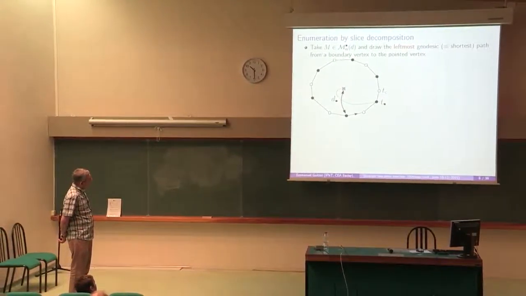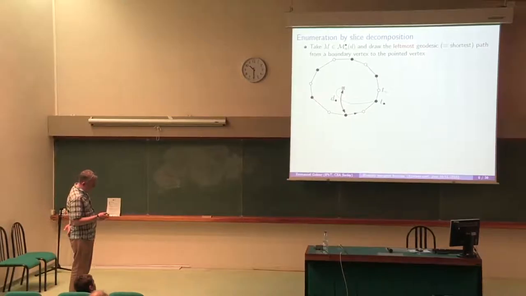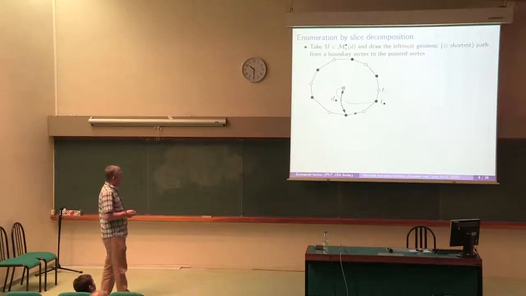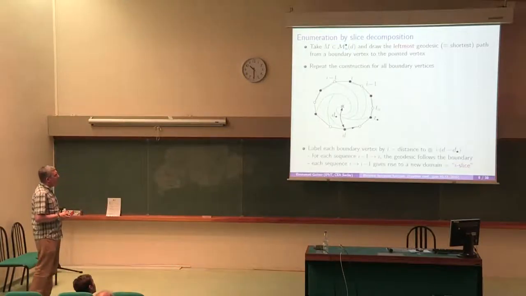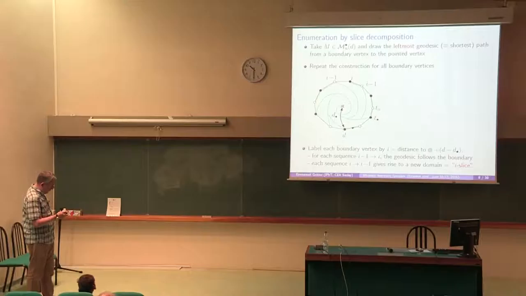You take a map in Mn of d, and for each vertex on the boundary, you draw its leftmost shortest path in the map to the pointed vertex. There are several shortest paths, and you take the leftmost one. You do that for all the boundary vertices, and what you end up with is something like that. So now if I label the boundary vertices by their distance to the pointed vertex, not exactly the distance, but the distance shifted by d minus d ballet, so that the root vertex gets the label d.